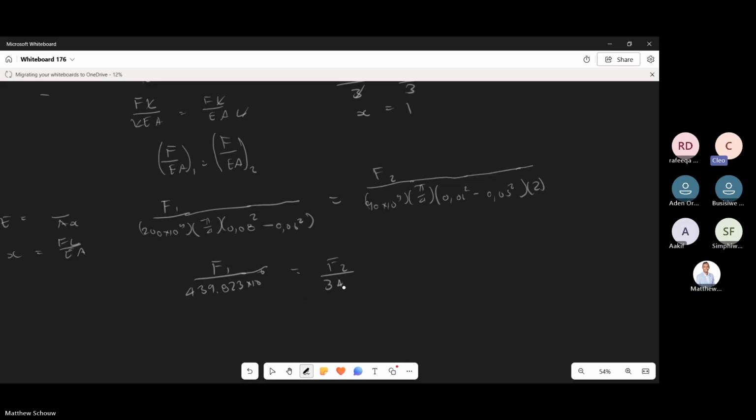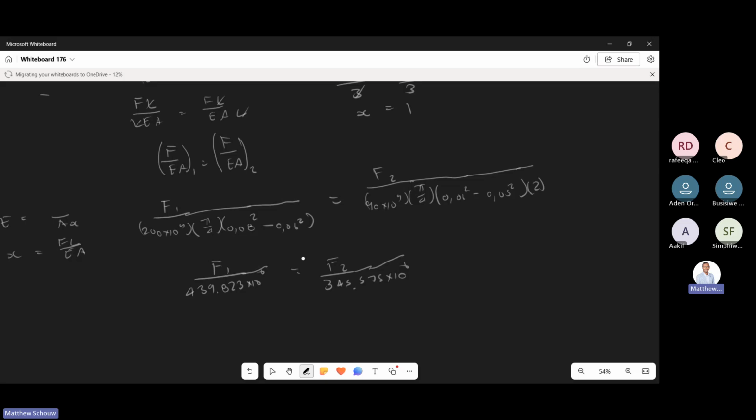I got 3455.191 times 10 to the power 3. Okay, give me 3 decimal places. 345.575 times 10 to the power 6. Yes. So what I want now is for you to make a ratio between the two.